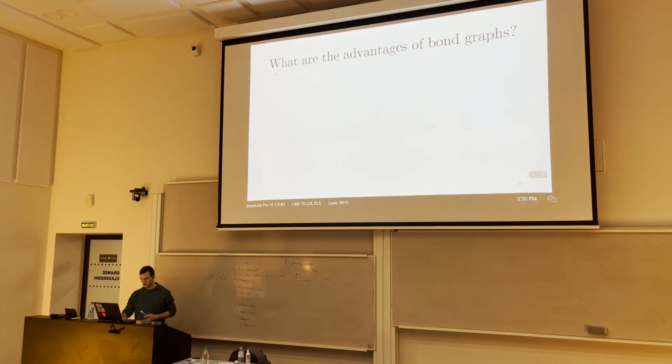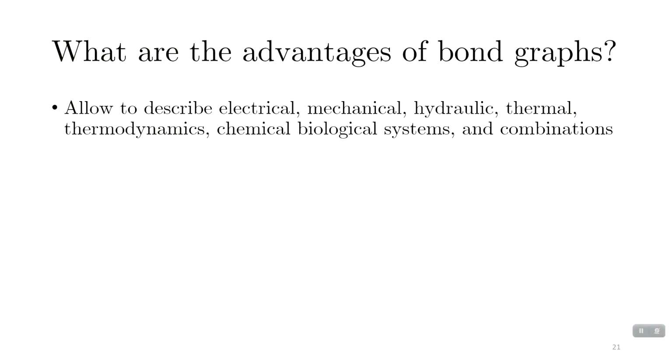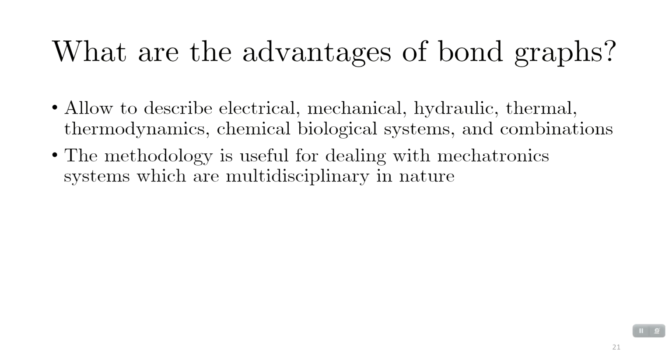All right, so what are the advantages? Besides the fact that it allows you to better understand the physics of your system, it also allows us to describe different kinds of fields, physical domains, in one system. You can create a simulation model that consists of electrical parts, mechanical parts, hydraulic, thermal, chemical, and biological systems in combination. I'll show you a few examples of it. The methodology is useful in the multidisciplinary field of nature and mechatronics.